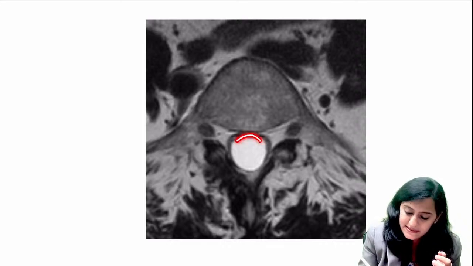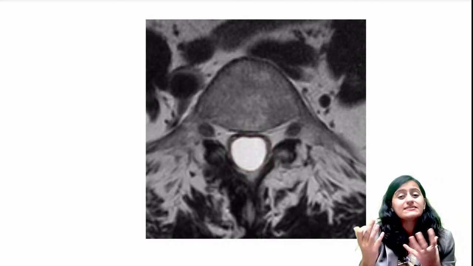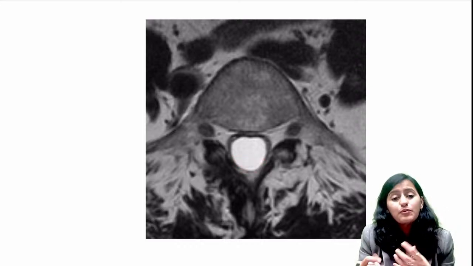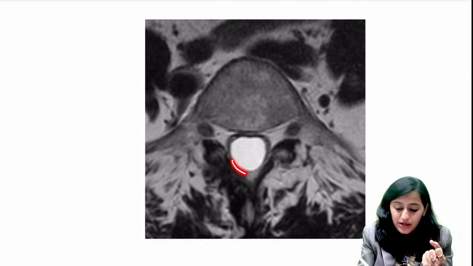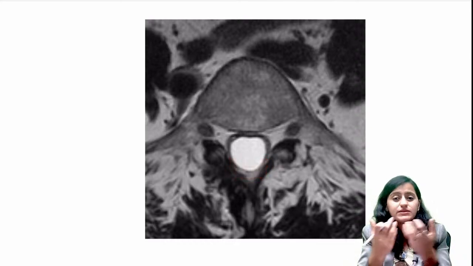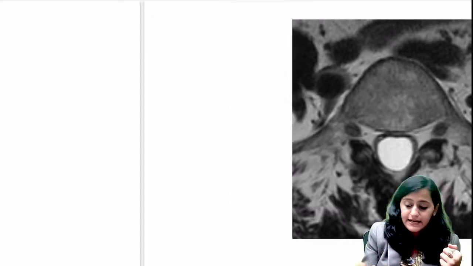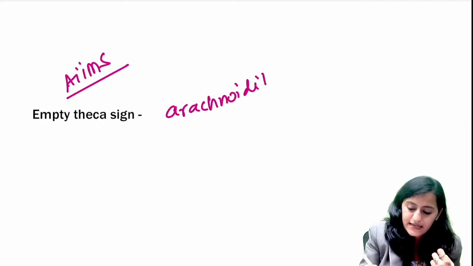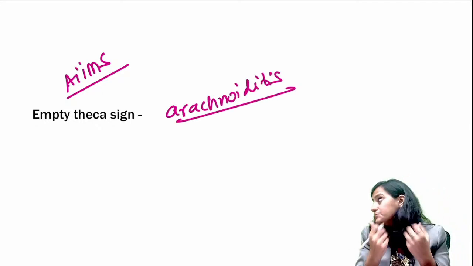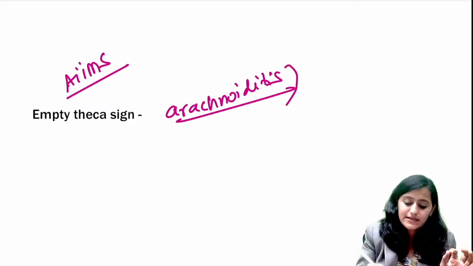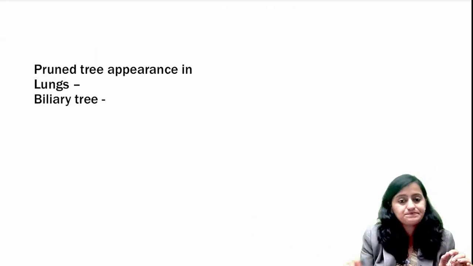What is happening is this CSF containing sac, the thecal sac, is empty. You are not seeing any nerve roots here which should be seen. Why? Because the arachnoid has got inflamed. The inflamed arachnoid fibrosis is pulling all the nerve roots towards itself, right? So remember, empty theca is seen with arachnoiditis. The inflamed arachnoid pulls the nerve roots towards itself, leading to the empty theca.